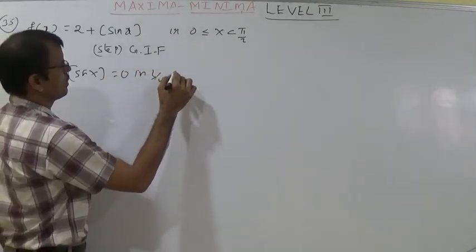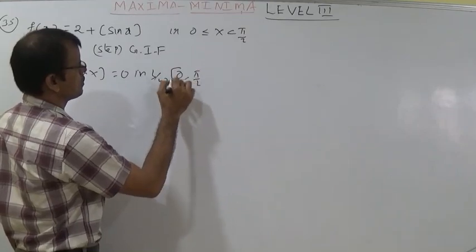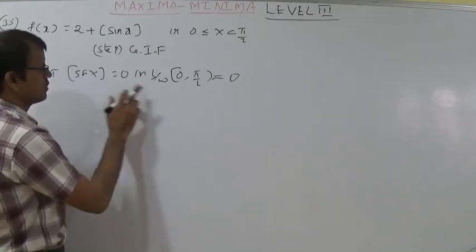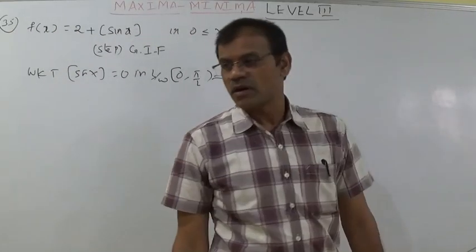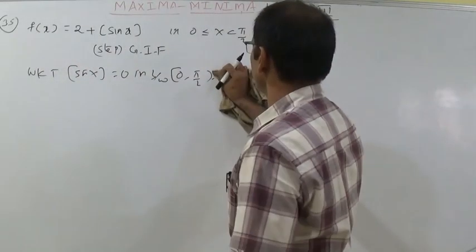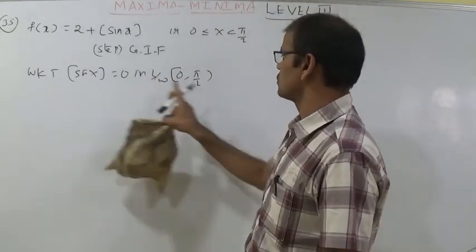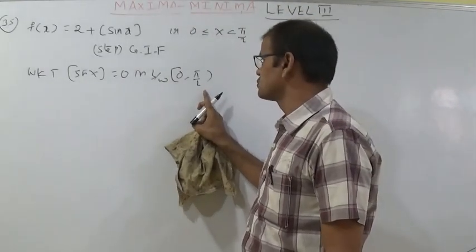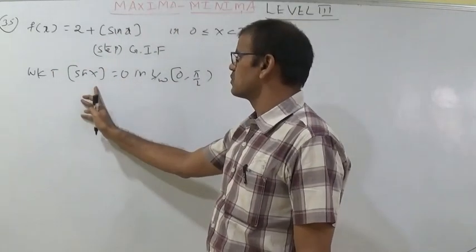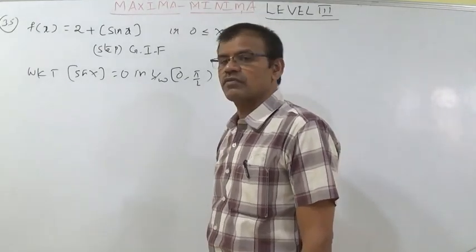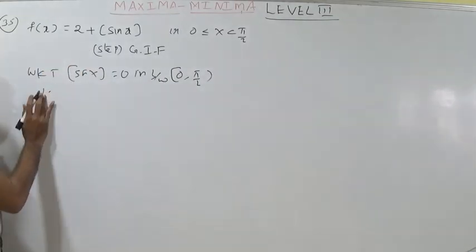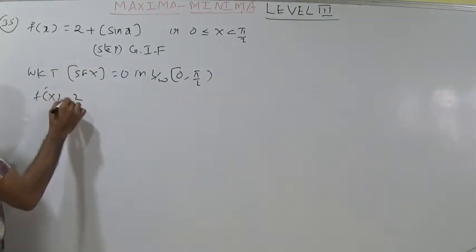In between the values 0 comma pi by 2, 0 closed open pi by 2, it is equal to 0, because the maximum value of sin x is 1 at 90 degrees, so sin 90 is equal to 1. So the total value always lies between 0 and 1. The step value of 0 and 1 is only 0. So no need to calculate, no need to differentiate. So you can write simply f of x is equal to 2.